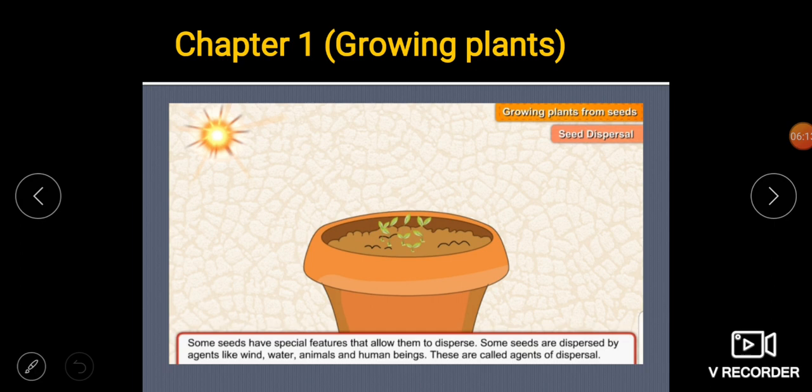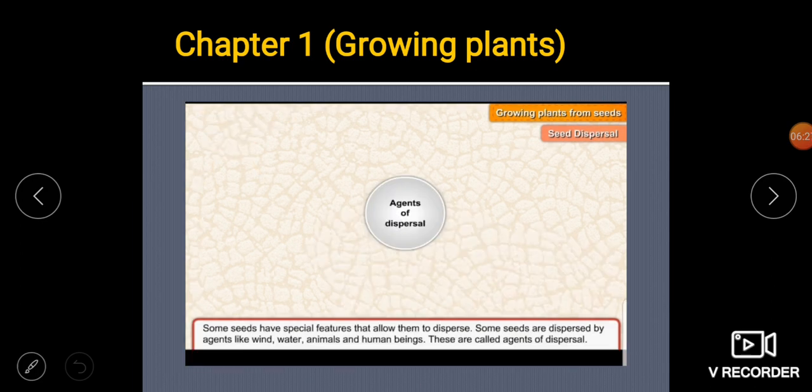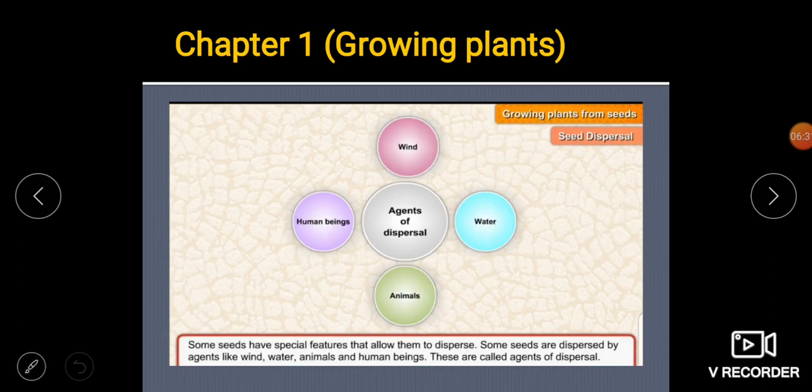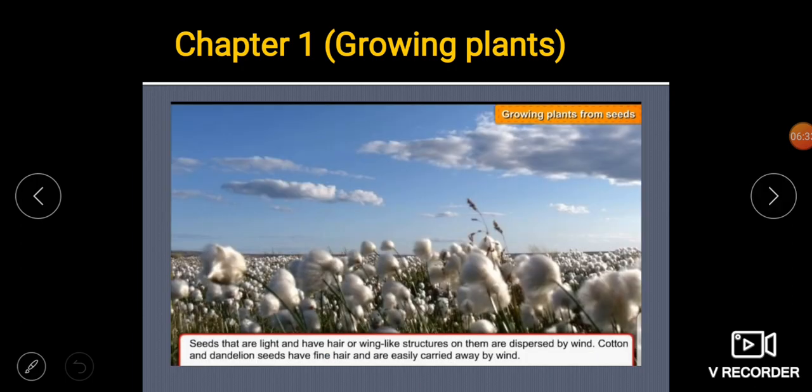Some seeds have special features that allow them to disperse. Some seeds are dispersed by agents like wind, water, animals, and human beings. So these are called agents of dispersal. And what are these agents? Wind, water, animals, and human beings.